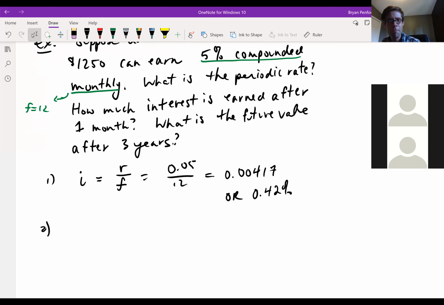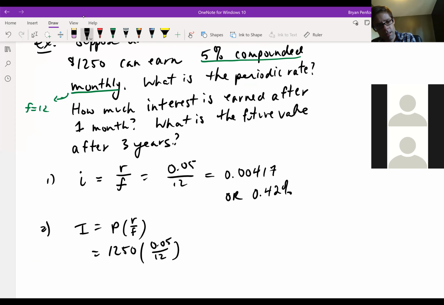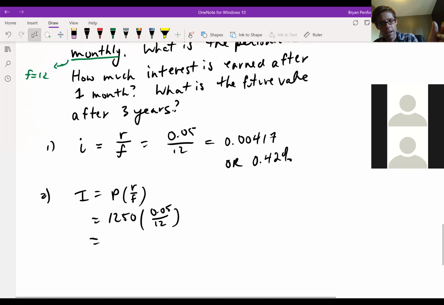Okay, what is the amount of interest in dollars we earn after a single month? I can use the capital I formula to do that. I know my initial investment is $1,250. This is a rate of 5% compounded monthly. And can someone just verify Braden's calculation? Is it about $5.21? Awesome. Laurel, Fiona, get that number. Amazing.